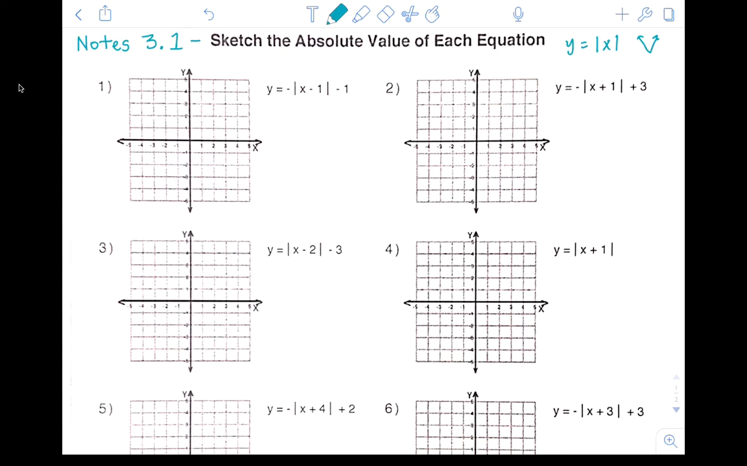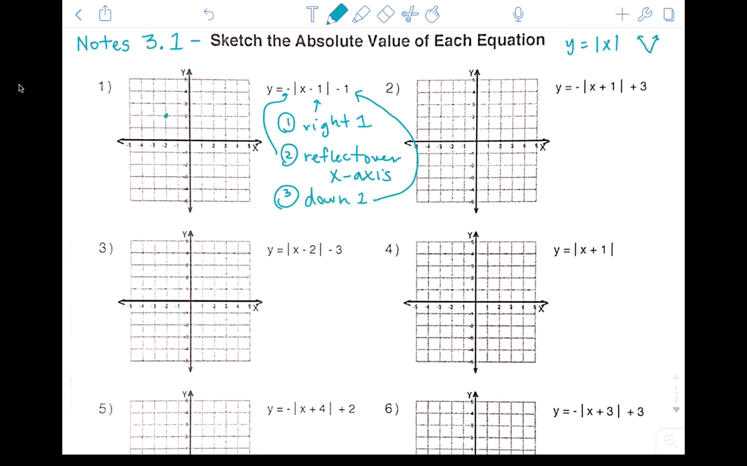Well, because we remember transformations, there are 3 things happening to this first graph. You should recognize right 1. You should recognize a reflection over the x-axis, and you should recognize down 1.